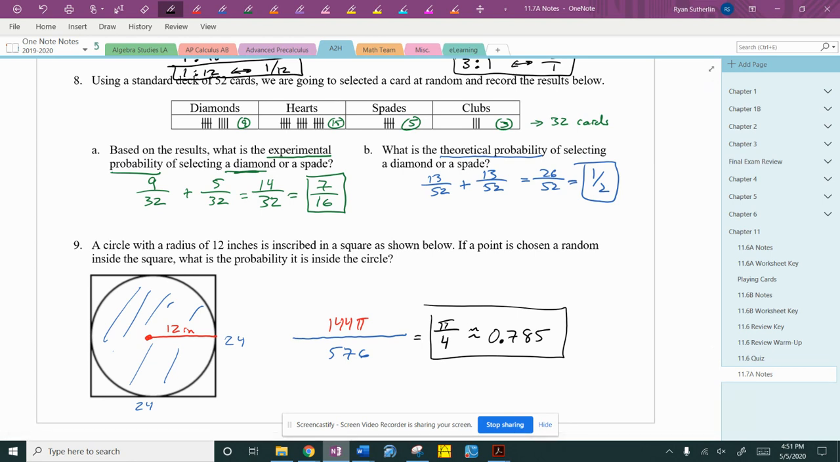So this has been just a quick intro to probability. I hope it's been helpful. Try the homework, which is a worksheet over this.